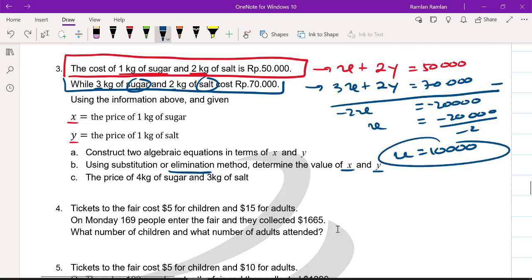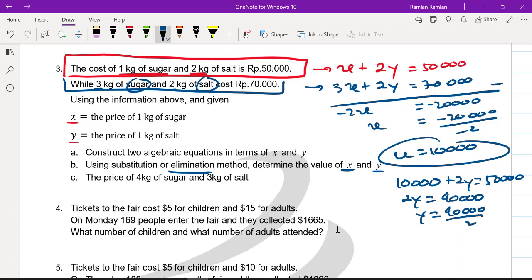I'm going to use the first equation, and x becomes 10,000. So that'll be 10,000 plus 2y equals 50,000. Right, so 2y equals, just subtract 10,000, you will get 40,000, right? And then divide both sides by 2, and you will get 20,000. So the price of 1 kilogram of sugar is 10,000. The price of 1 kilogram of salt is 20,000.